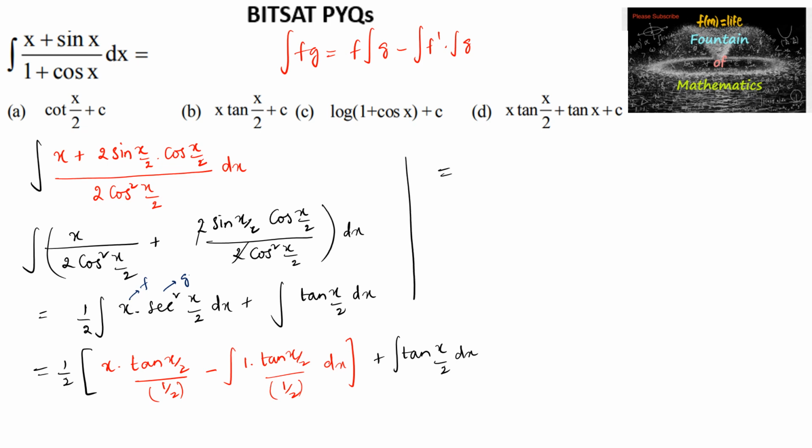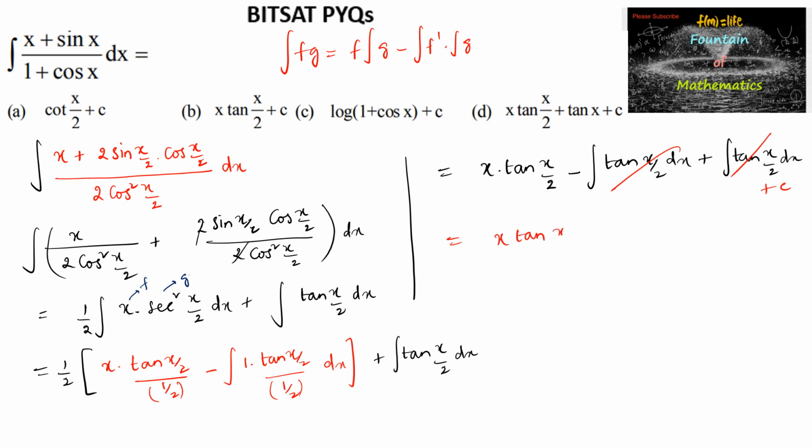Upon simplifying, 1/2 we can take it inside, so we get x into tan(x/2) minus, the 1/2 gets cancelled again, integration tan(x/2) dx and again plus integration tan(x/2) dx. So we may cancel these both and we can add plus c, the integral constant. So x tan(x/2) plus c will be the answer, which is option B. Option B is the answer.